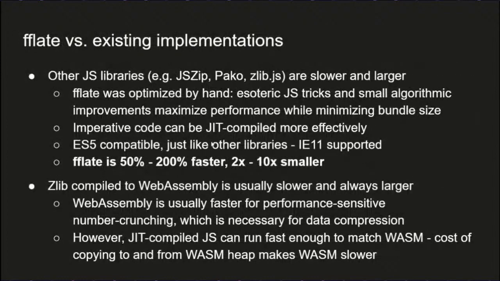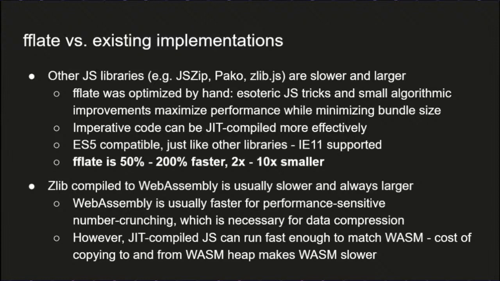Zlib compiled to WebAssembly is usually slower and almost always larger than fflate, which is really interesting because most of the time people will turn to WebAssembly if they want higher performance for something like number crunching, and that's necessary for data compression. But in this case, the actual cost of crossing the bridge from JavaScript to WebAssembly makes WebAssembly slower, and as a result, it turns out that JavaScript is actually faster than WebAssembly, which is really rare when you're doing something like hard number crunching.